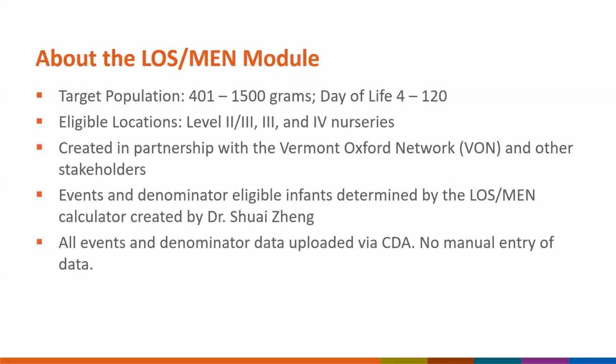So the late onset sepsis module was created in partnership with the Vermont Oxford Network and other stakeholders in 2015. Our target population are very low birth weight babies between 401 and 1,500 grams, being day of life 4 to 120. They must be housed in a level 2-3, level 3, or level 4 nursery for more than 2 calendar days. All events and denominator eligible infants are determined by the late onset sepsis meningitis calculator that was created by Dr. Shwai Zing. All events and also denominator data are uploaded by CDA, and there's no manual entry of data. Next slide, please.